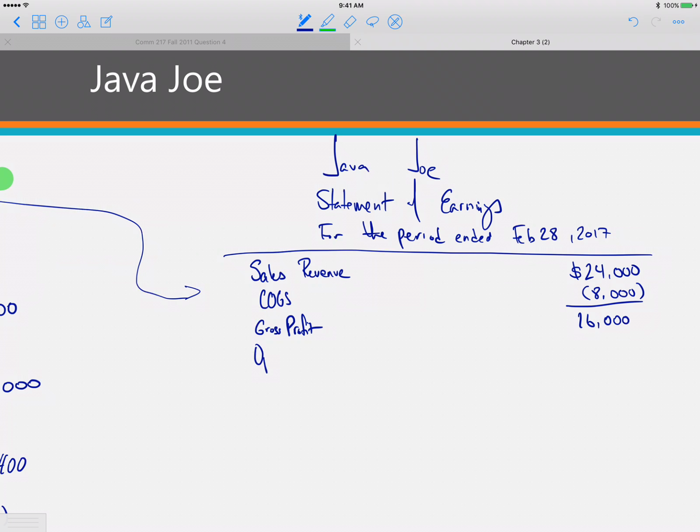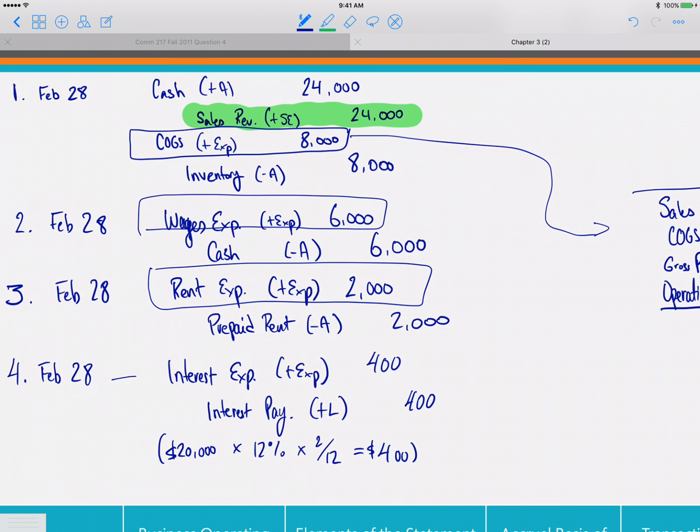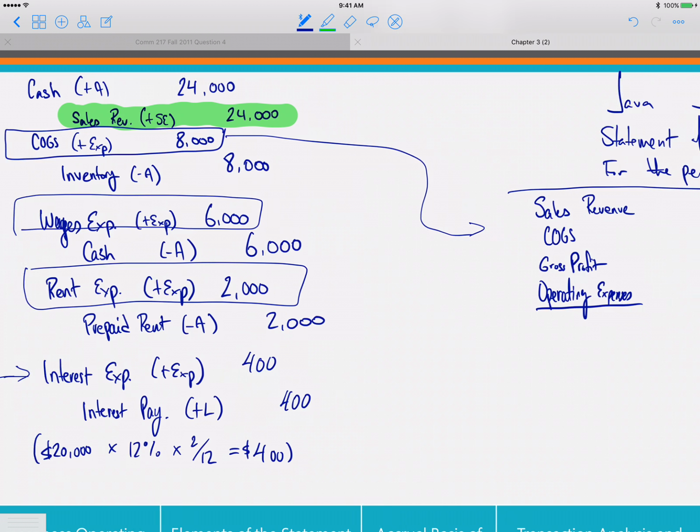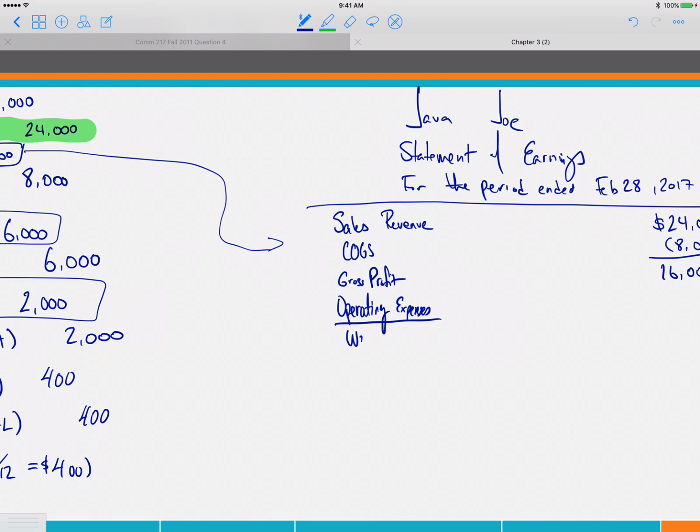So we now have our operating expenses. So what expenses did we have? We had our wages expense, and we also had our rent expense. And interest expense is not an operating expense, it's part of our financing costs. So we're going to list them here. So we have wages expense and rent expense.